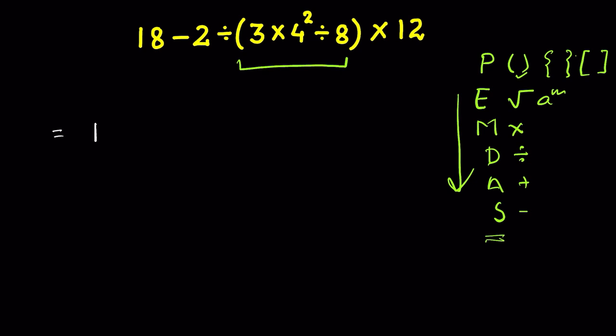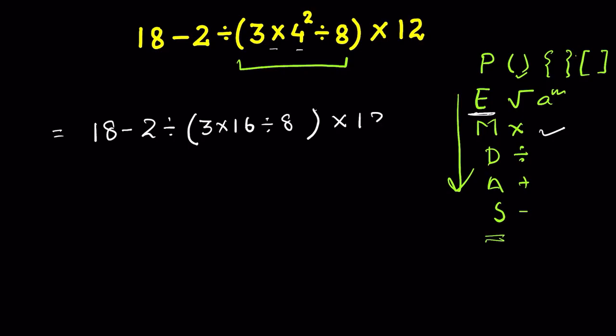So 18 minus 2 divided by, now we have to solve the operation inside the smaller bracket, and within the smaller bracket we have multiplication, exponent and division. It says before multiplication we need to solve the exponent. So 4 squared is 16, and 3 times 16 is... we write 3 times 16, then divided by 8, then times 12.